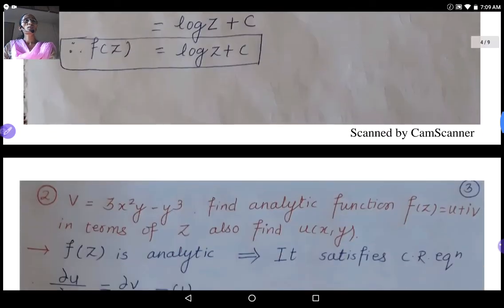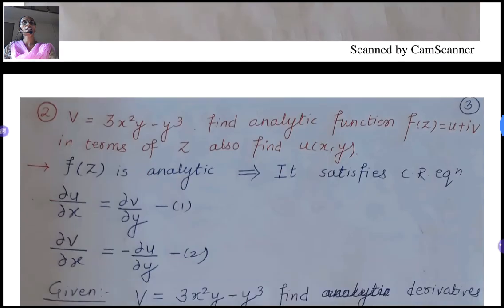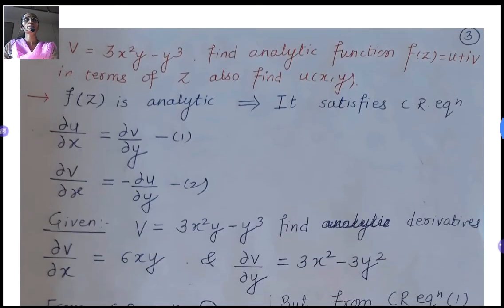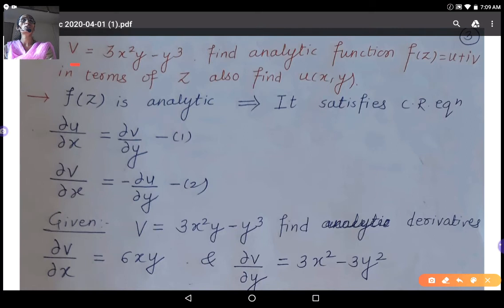Now I think you understood the steps, and in the same way there is the second example. In short, we'll see the second example also. It is very similar, the only difference is that here v is provided to you. v is given as 3x square y minus y cube, and you are finding u of x, y and also f of z, the analytic function. What will be the steps now? Same thing. Again it is analytic, and analytic means it satisfies the CR equations. Here the CR equations are written.